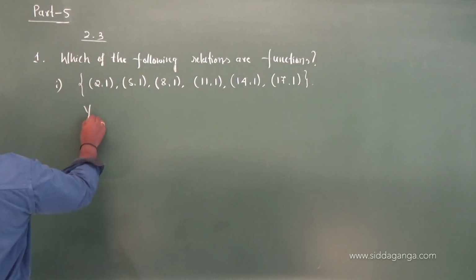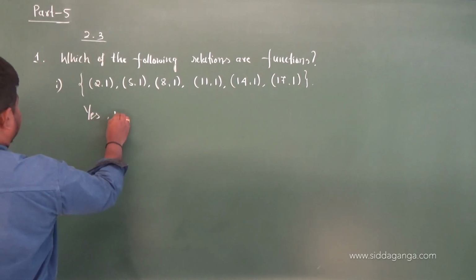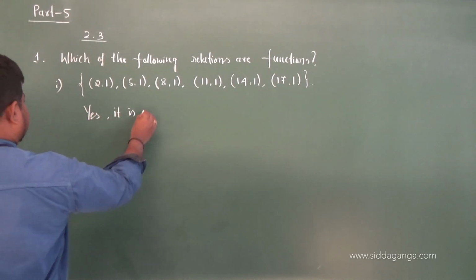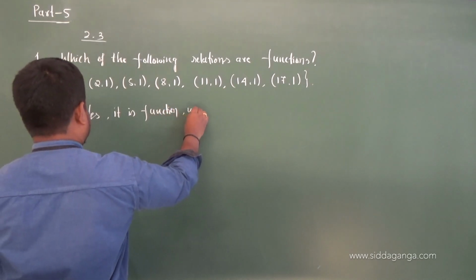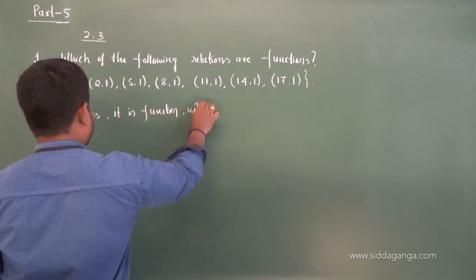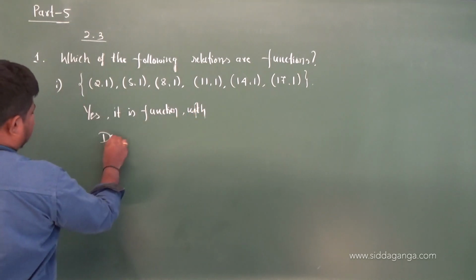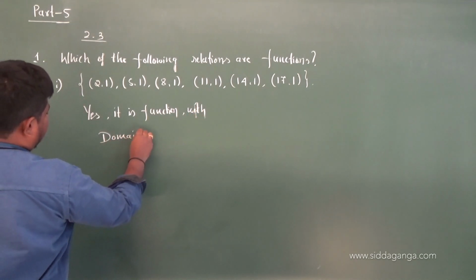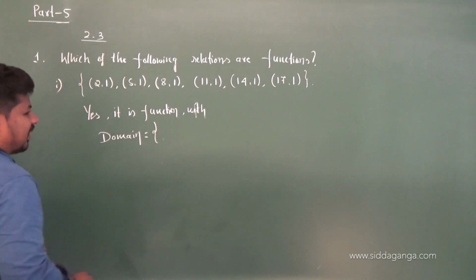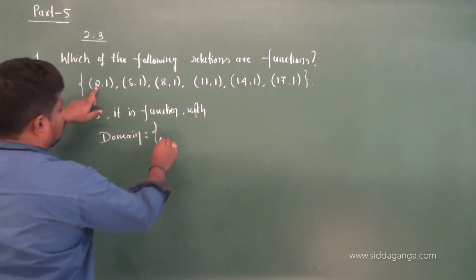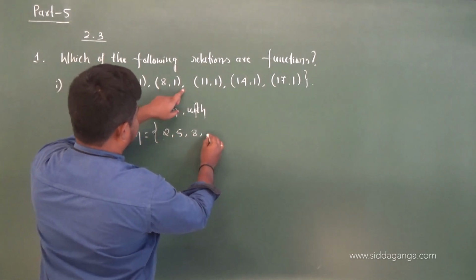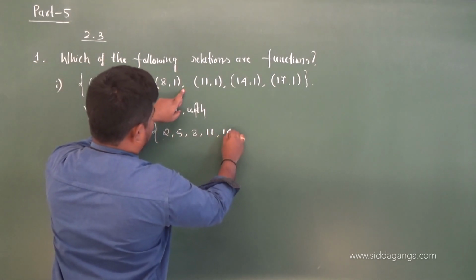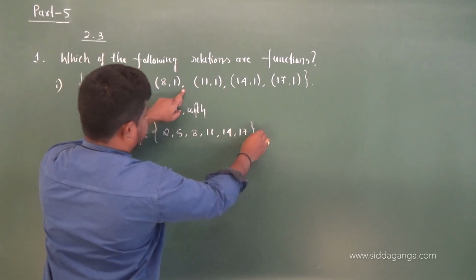Yes, it is a function with the domain. What is domain? Set of all first elements of the ordered pairs: 2, 5, 8, 11, 14, 17.